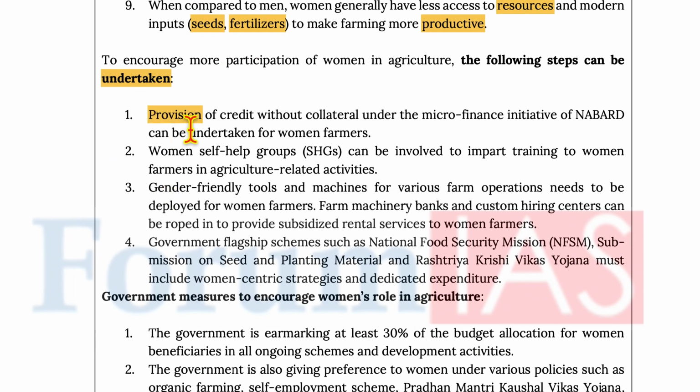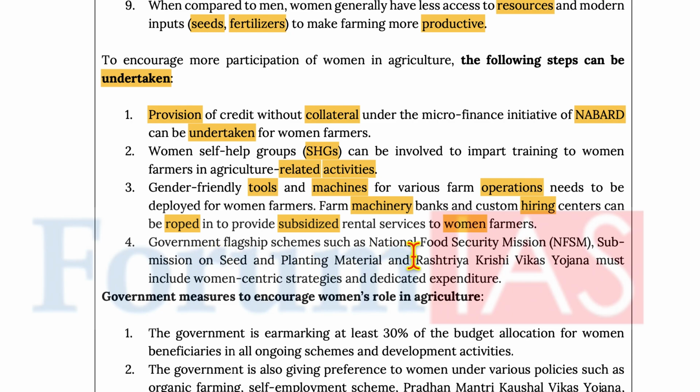Number one, provisioning of credit without collateral under the microfinance initiative of NABARD can be undertaken for women farmers. Women self-help groups can be involved to impart training to women farmers in agriculture related activities. Gender friendly tools and machines for various farm operations need to be deployed for women farmers. Farm machinery banks and custom hiring centers can be roped in to provide subsidized rental service to women farmers.